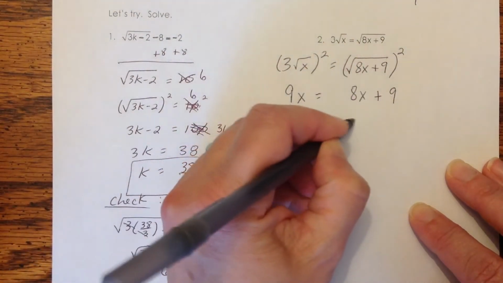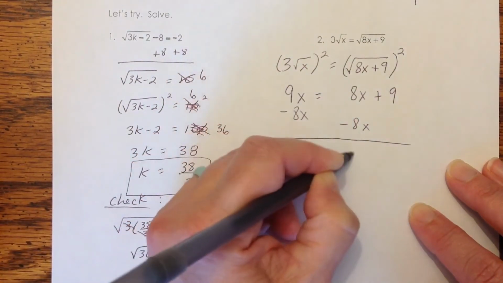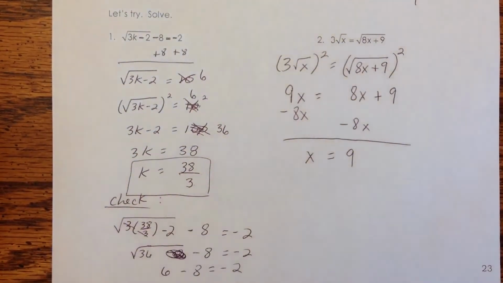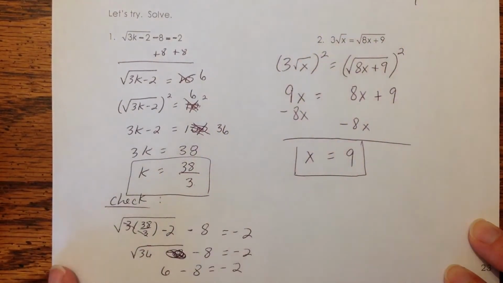Now we're going to subtract our 8x, and we get x equals 9. And then it does check. If you plug it in, it works out.